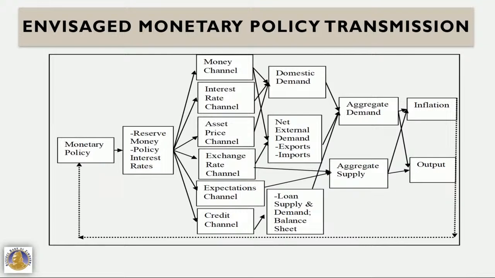I hope I'm not too technical, but this is just a diagrammatic presentation of how monetary policy transmission moves through various channels, such as the interest rate channel and the exchange rate channel, to ultimately achieve the goal of inflation stabilization and output growth.